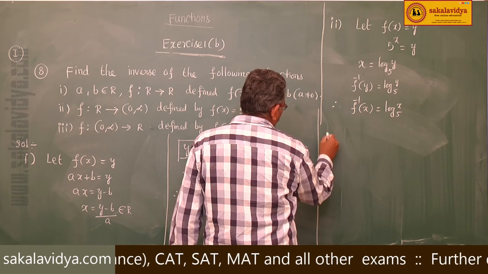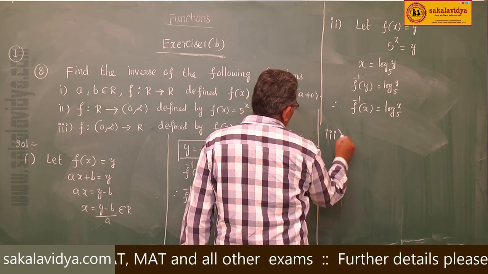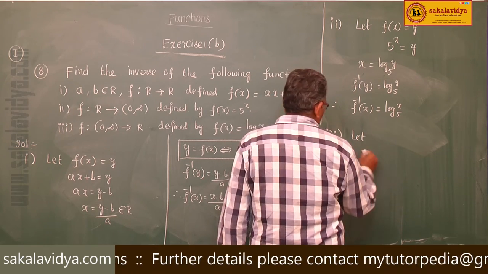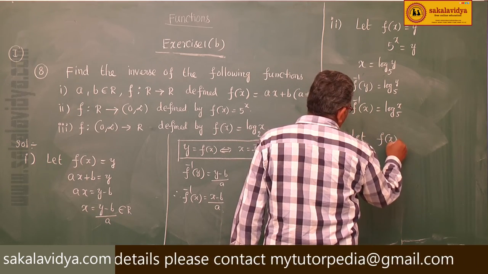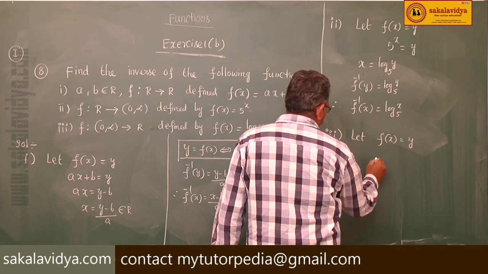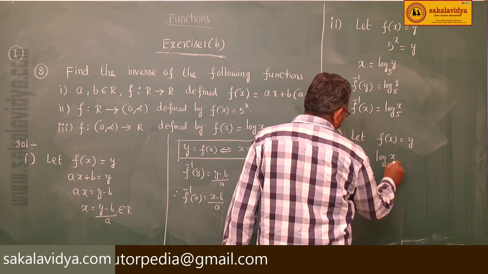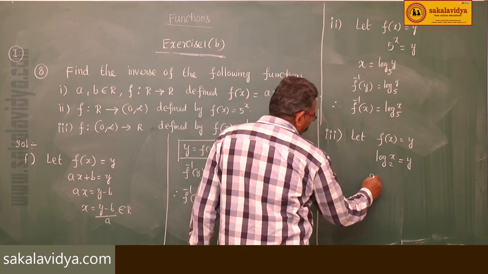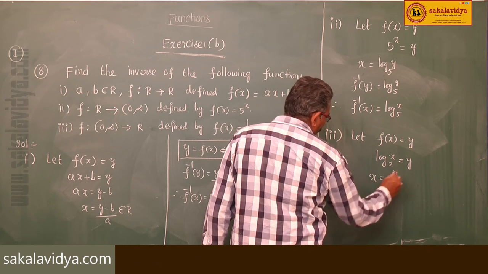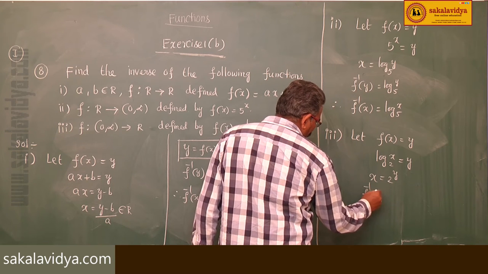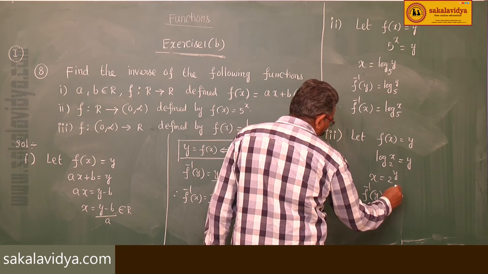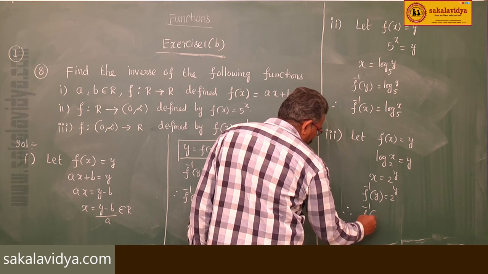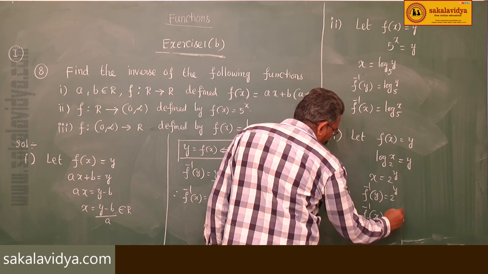Third problem. Let f of x is equal to y. So, this is log x to the base 2 is equal to y. Logarithmic form, change into exponential form. X is equal to 2 power y. X is nothing but f inverse y equal to 2 power y. Therefore, formula f inverse x is equal to 2 power x.